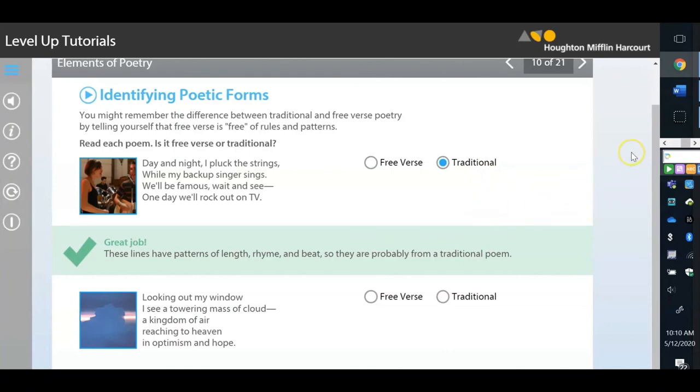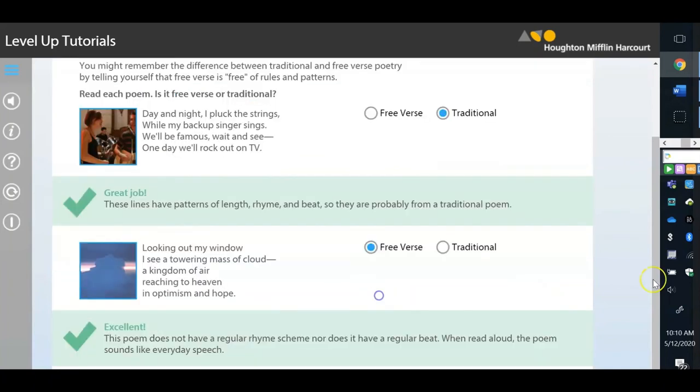How about the next one? Looking out my window, I see a towering mass of cloud, a kingdom of air, reaching to heaven, and optimism and hope. Is that free verse or traditional? If you select free verse, you are correct. This poem does not have a regular rhyme scheme, nor does it have regular beat. When read aloud, the poem sounds like everyday speech.